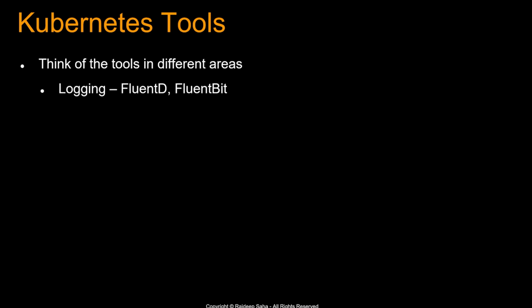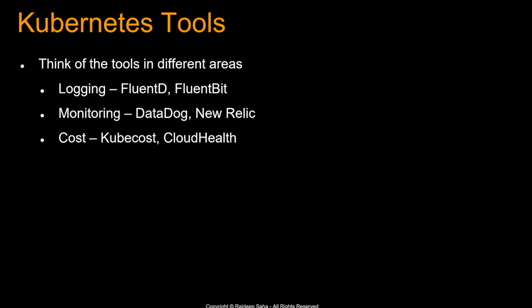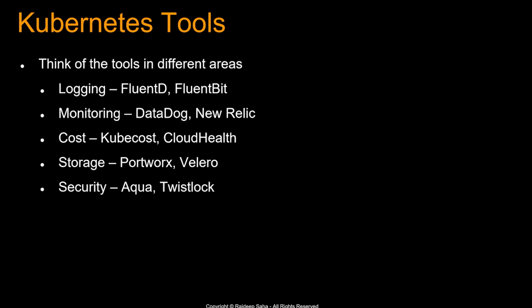So whenever someone asks you about Kubernetes tools, think of the tools in different areas, and if you mention tools for the different areas, the interviewer will be impressed. So for example, you could say there are different areas of Kubernetes. For example, logging, I have used the tools FluentD, FluentBit. For monitoring, I have used Datadog, New Relic. For cost optimization, I have used KubeCost, CloudHealth. For storage, I have used Portworx or Velero. For security, I have used Aqua or Twistlock. And for DevOps, I have used Jenkins or GitLab.